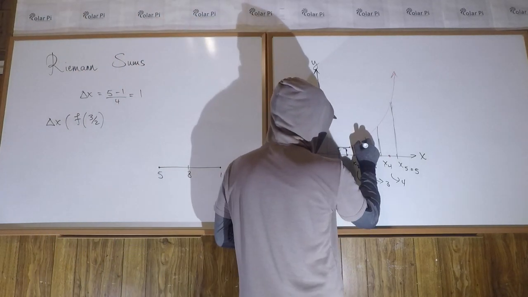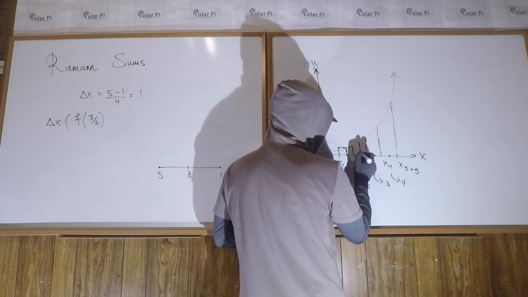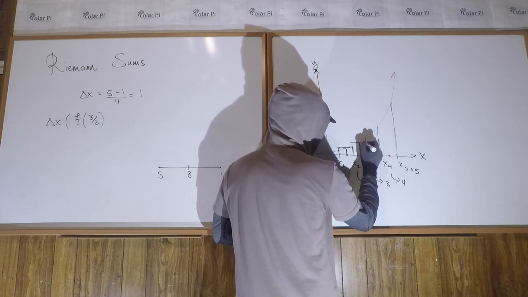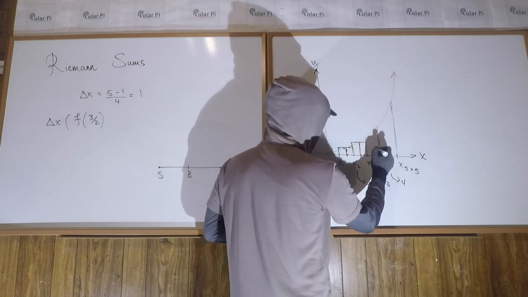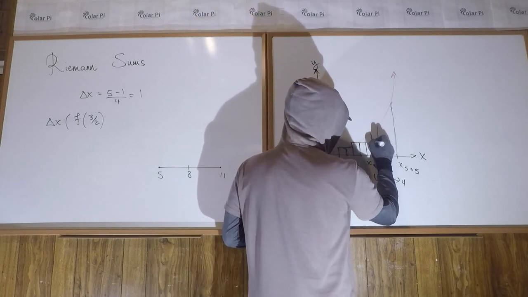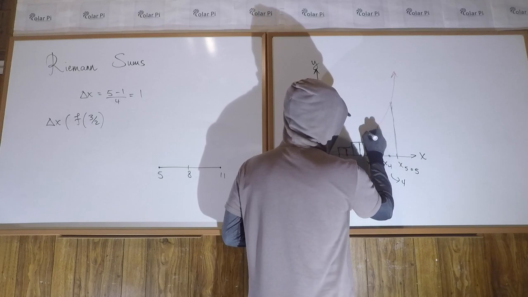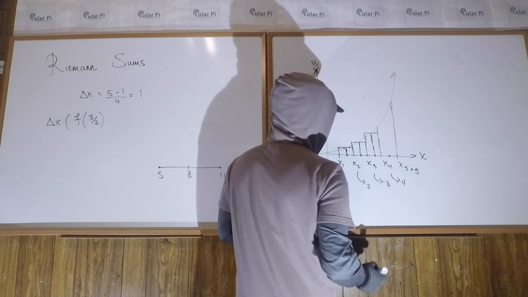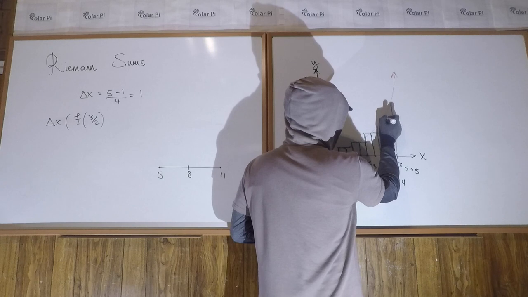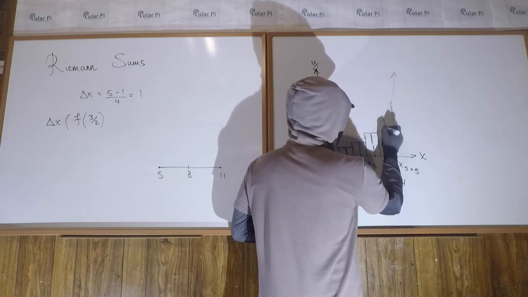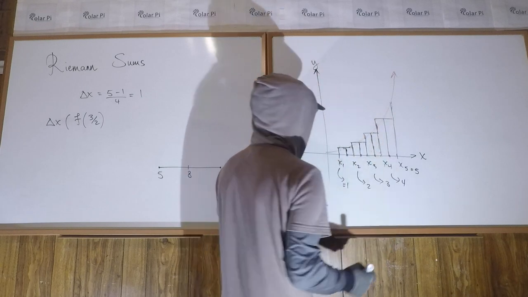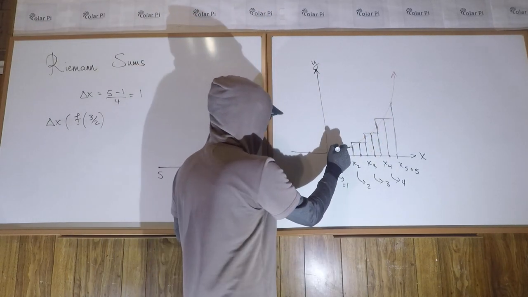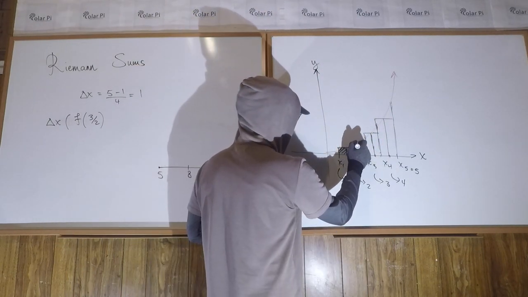Okay, and my next rectangle is going to have height right there. And so it's going to look like that, right? Okay, and my next rectangle is going to have a height right there. So it's going to look like that. And my final rectangle is going to have a height right there. And so it's going to look like this. Right? Okay, cool. So this is what the approximation is going to be.